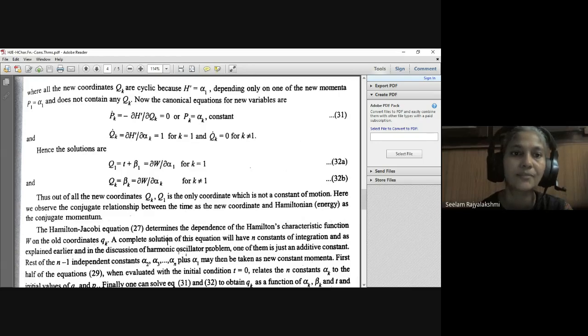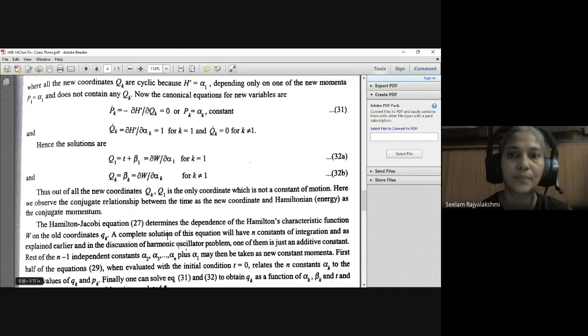Thus, out of all the new coordinates Qk, Q1 is the only coordinate which is not a constant of motion, because here Q1 = t + β1 for k = 1. Here we observe the conjugate relationship between time as a new coordinate and the Hamiltonian energy as conjugate momentum.